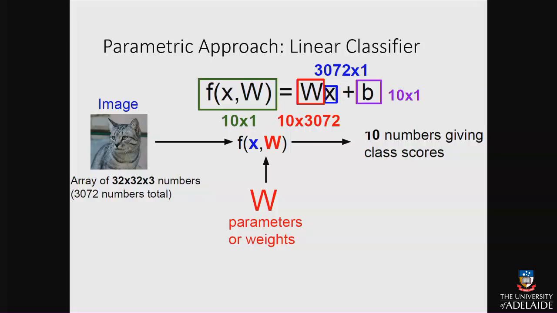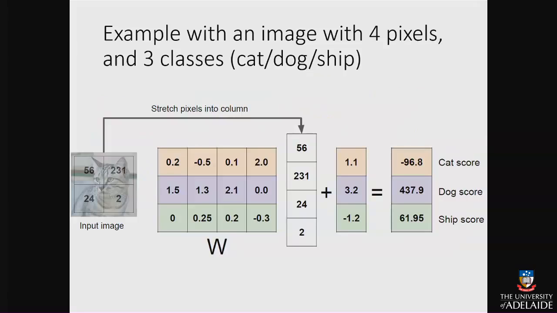The size of the bias is also 10 times 1, because the output of Wx is 10 times 1, so we want to add a bias. So this is the simplest linear function, Wx plus b. I introduced this one in the previous technical session.